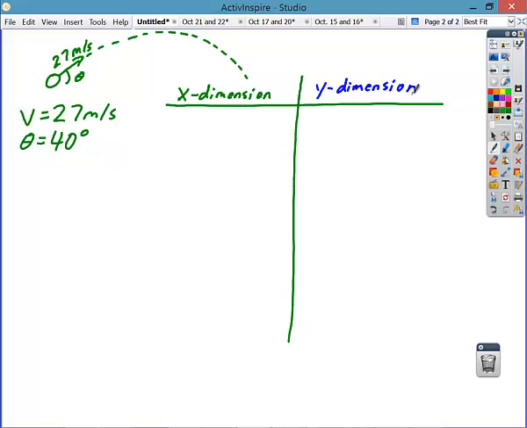In the x dimension, we don't accelerate. In the y dimension, what is there? Starts with a G. Gravity. Brings everything down. So in the y dimension, things are going to happen, right? This ball will accelerate in the y dimension. It's not going to accelerate in the x.